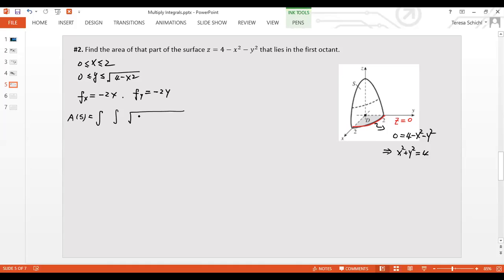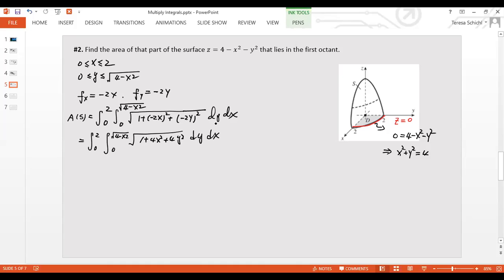Okay, so now I plug into my formula, and that will be the square root of 1 plus negative 2x squared plus negative 2y squared. And because I let y be a function of x, I do dy dx first. So x is 0 to 2, and y is 0 to what? 4 minus x squared, and this is 1 plus 4x squared plus 4y squared, dy dx.